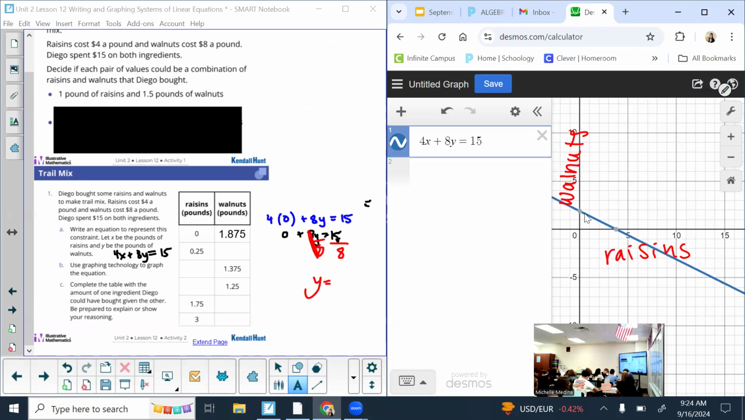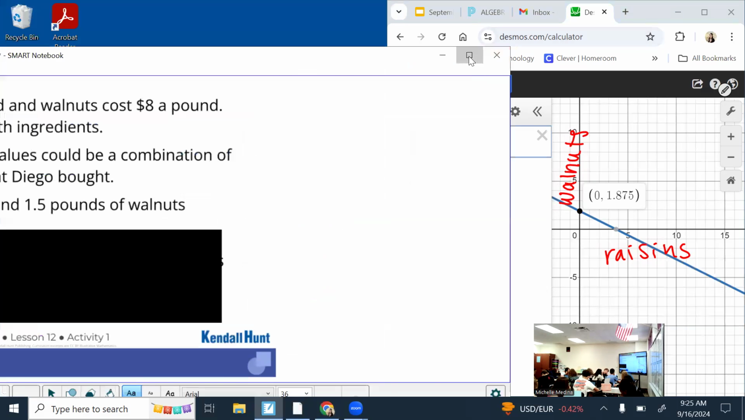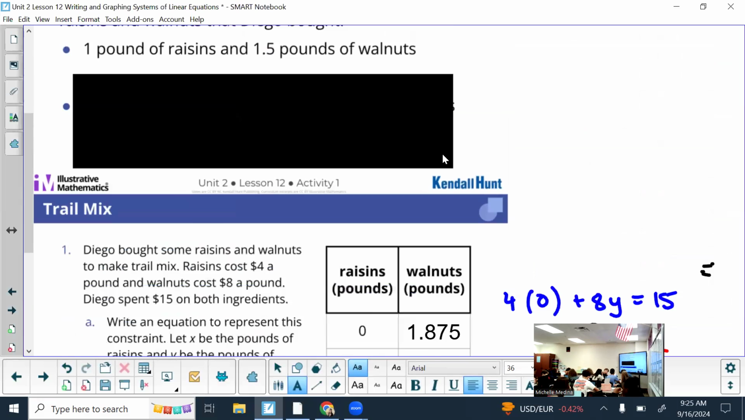Raisins is the X, right? So I'd have to find where the X is 0 and see what that Y value is at the same time. Isn't that the same Y value we got from solving it algebraically? You guys all looking at the screen? Okay. So do it algebraically, do it by using your graph, either one, as long as you get the right answer. Using your graph is not cheating.